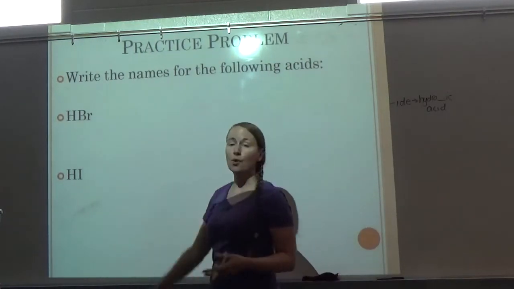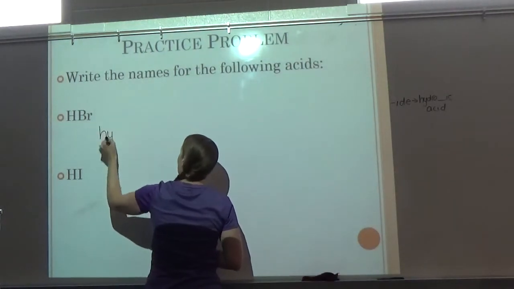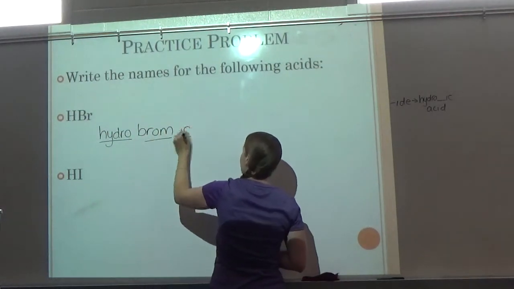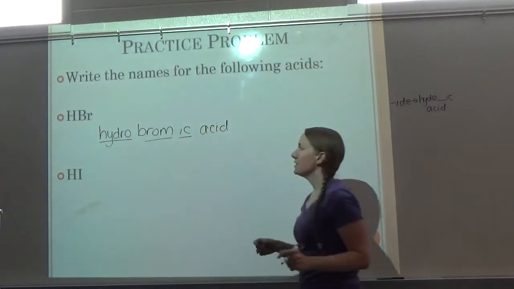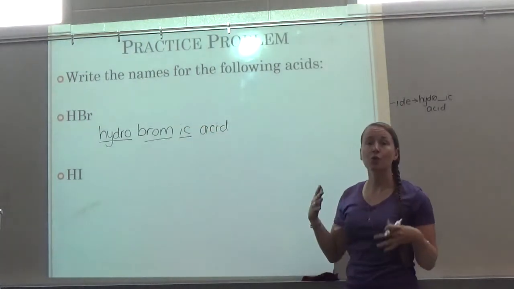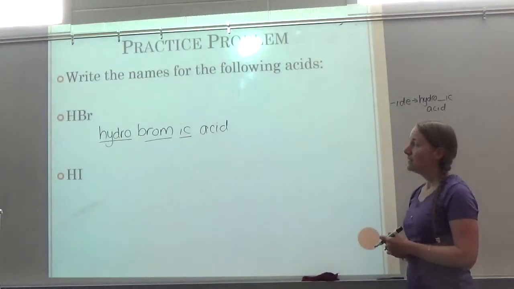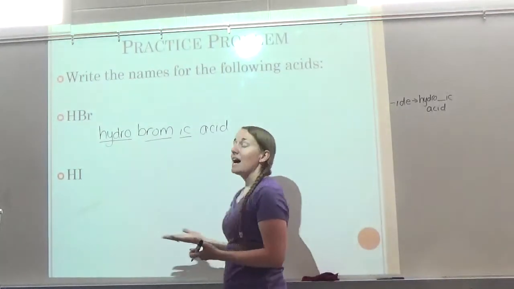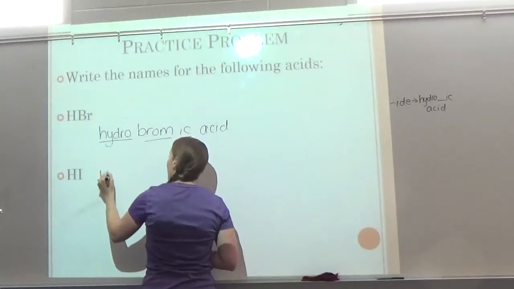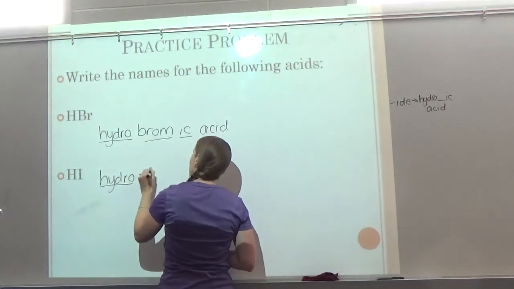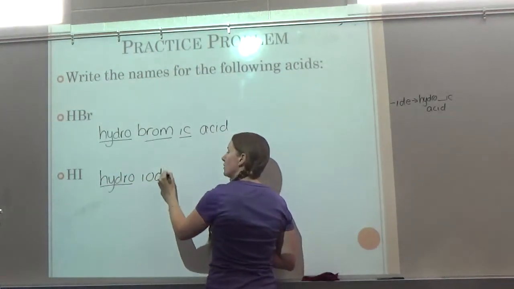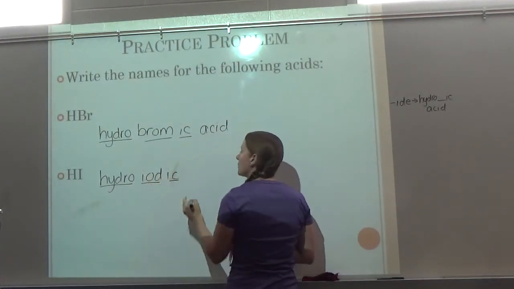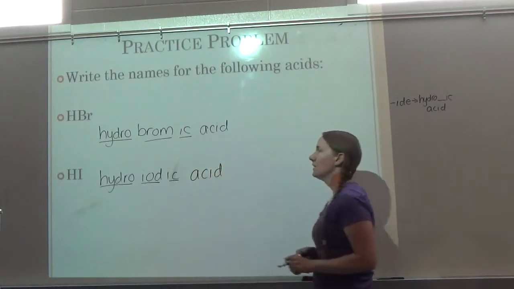So Br is bromide. So this one will become hydrobromic acid. Instead of bromide, it becomes hydrobromic acid. Hopefully you got that one right. All right, last one is HI. I is iodide, so it becomes hydro, io, instead of iodide, we just take it and change it to "ic". So hydroiodic acid. All right, and that's all we're doing.